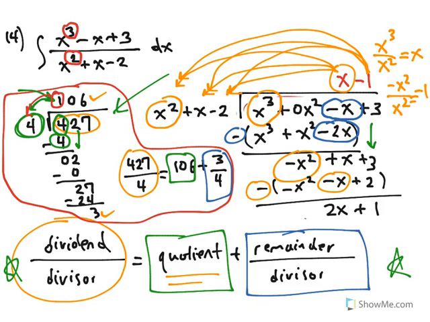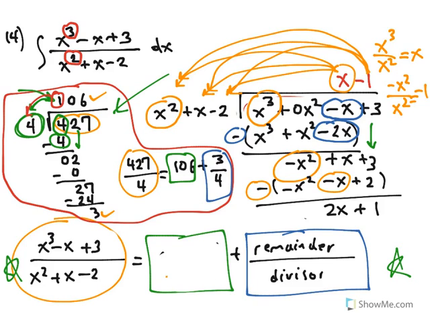So with that corrected, I am now able to rewrite my integrand as follows. My integrand is dividend over divisor, which is x cubed minus x plus 3 divided by x squared plus x minus 2. And having done the polynomial long division, I know what my quotient is. My quotient is x minus 1, and I'm able to replace the remainder with 2x plus 1. The remainder is 2x plus 1, and the divisor is x squared plus x minus 2.